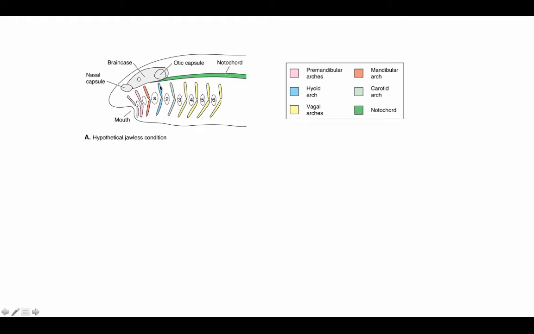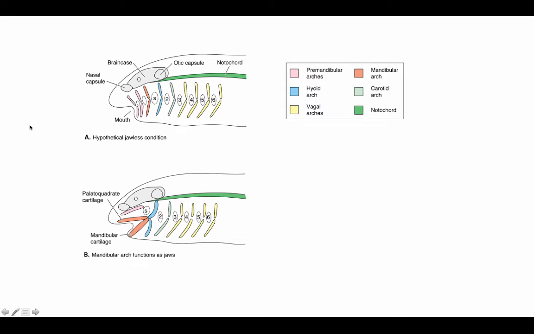The second arch is known as the hyoid arch. The third is known as the carotid arch. We're going to see a lot of this terminology over and over again when we get into the circulatory system and the nervous system. And then the rest of these arches are known as vagal arches. They're not differentiated.